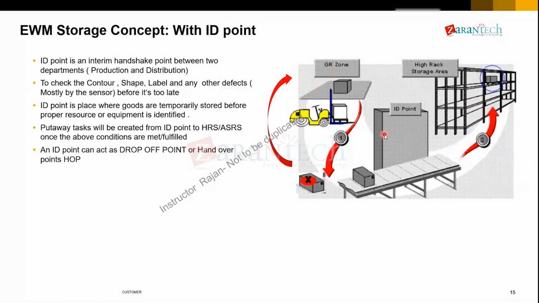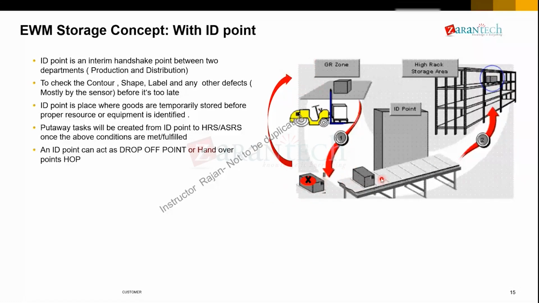And then the ID point, we talked about the ID point, right? The stocks which are received most likely from production. Here we check the dimensions, the contour, shape, label, and any other defects, mostly detected by the sensor, and just hand it over to the crane, assuming this is the crane, and then do the put away. If there are any issues detected, then you send it back to production for rework.